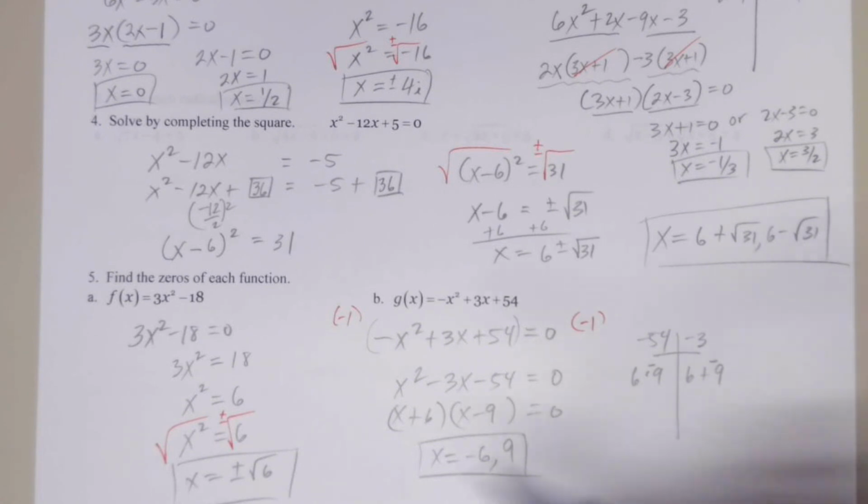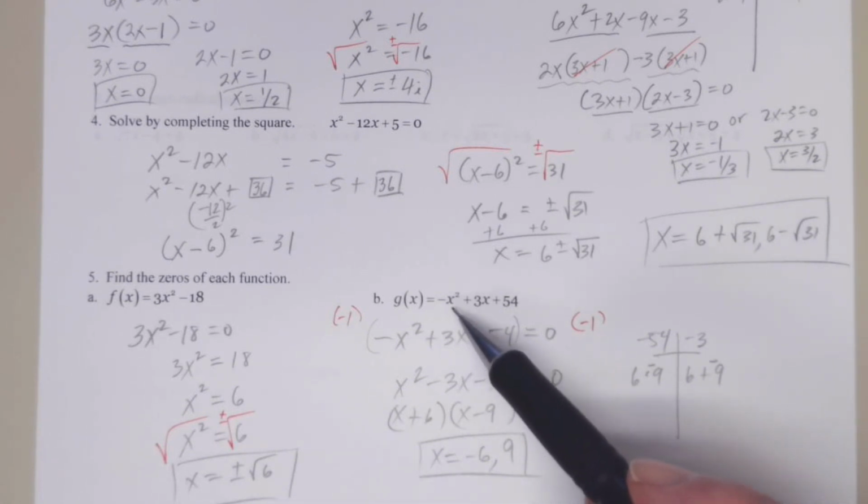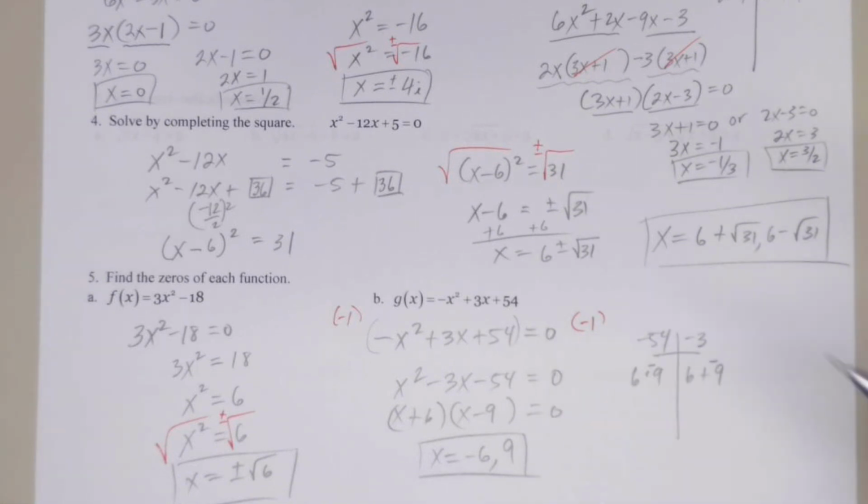Now it wouldn't be too hard to plug in negative 6 here or 9. You might want to use your calculator, but you can verify that when you plug those into the function g, your output will be 0. That's why we call them zeros.